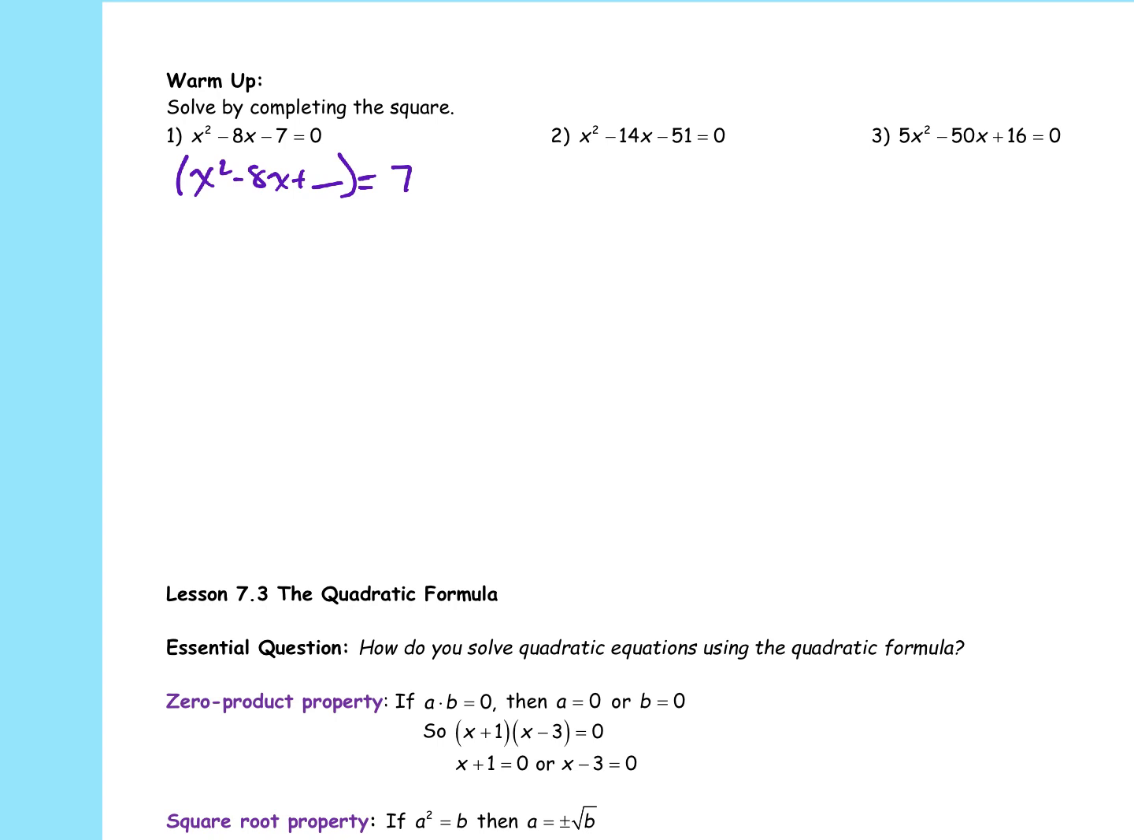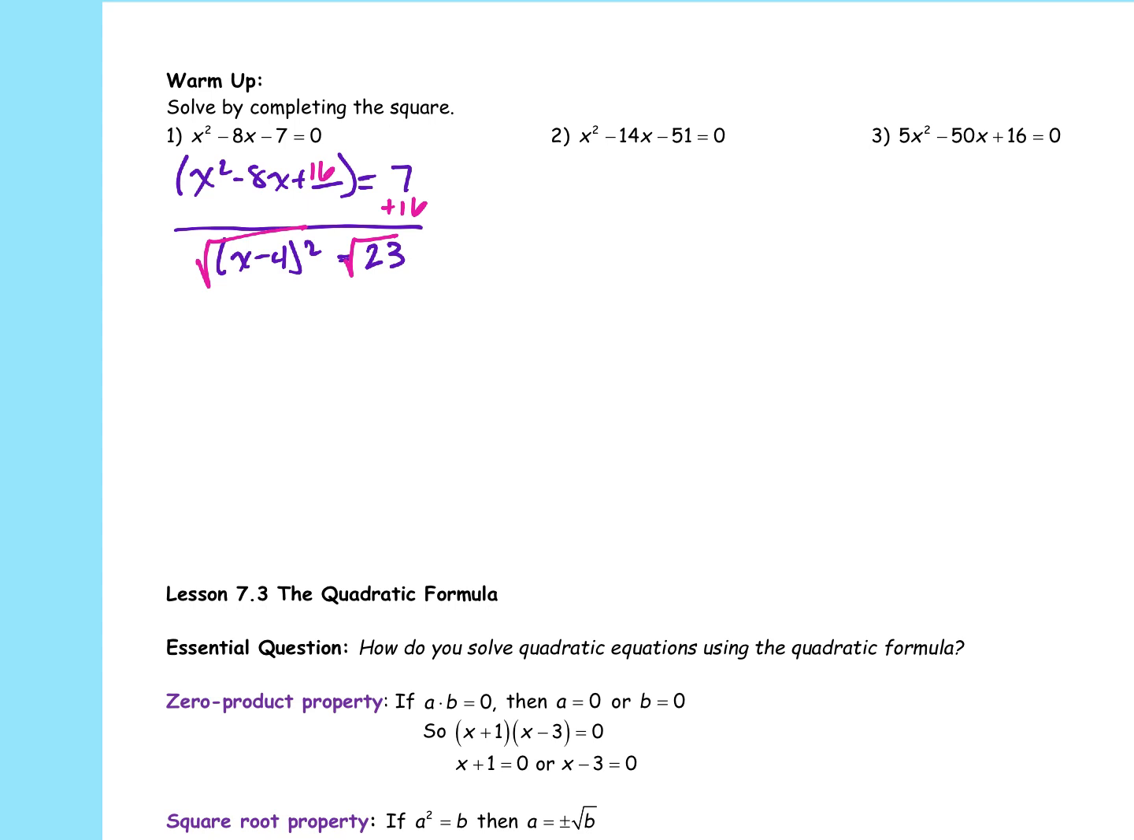So what goes on my line? Well, half of 8 is 4, and 4 squared is 16. And whatever I do to one side, I have to do to the other side of the equal sign. So I get, this factors to x minus 4 squared equals 23. Whew. And then square root it.